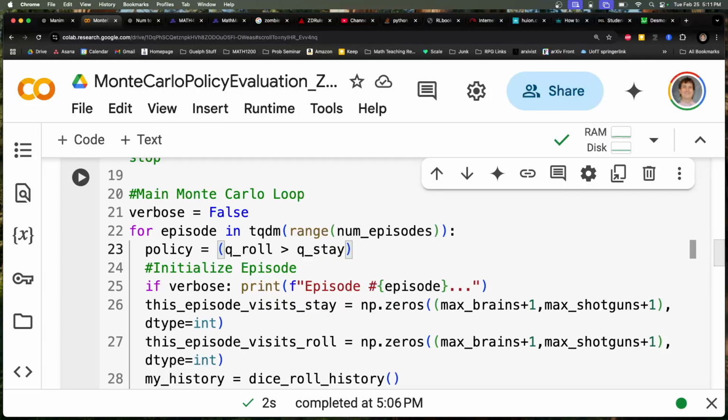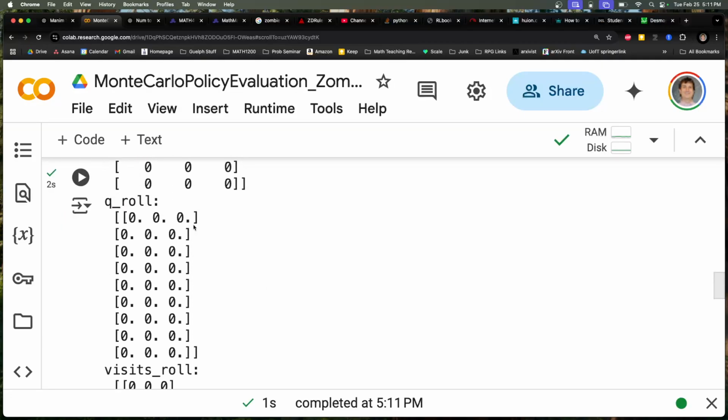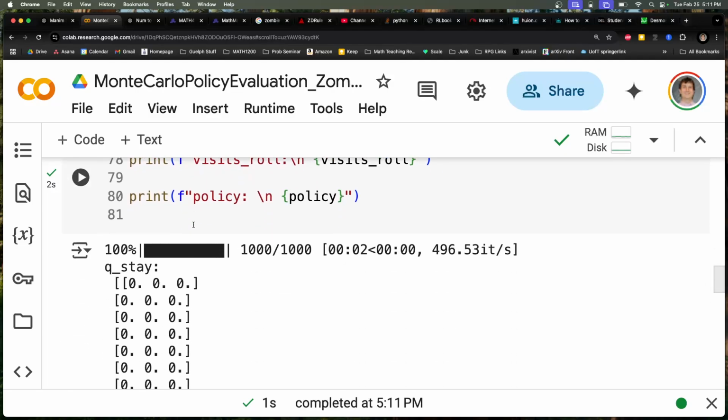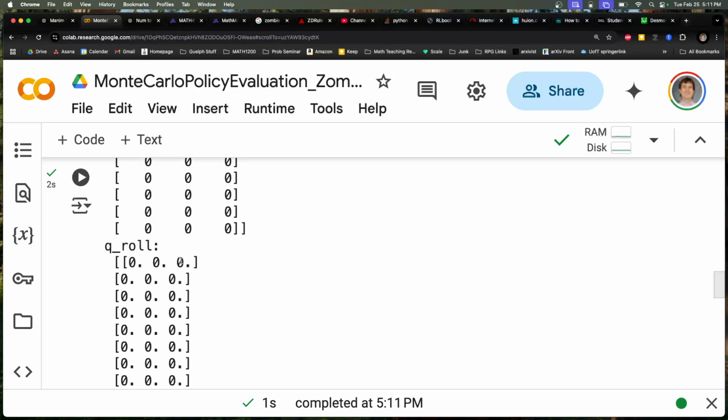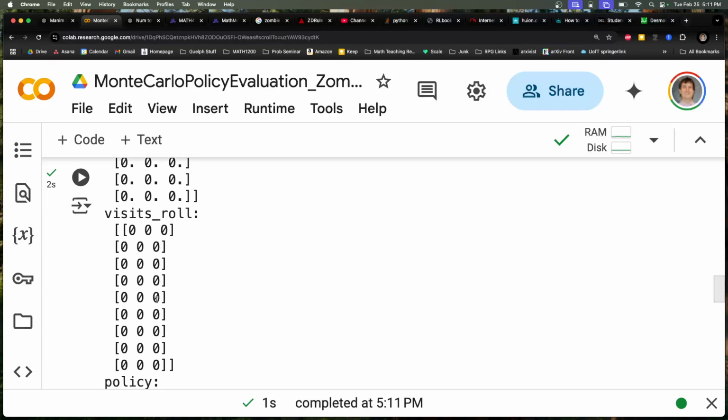And by the way, when we were doing the Bellman equation before, we did this and everything was fine and it worked totally fine. You're going to see now it's going to get all screwed up. Let's see what happens. So I run it. Fortunately, I think I only did 1,000. What happened? Oh no, it's all zeros. Q stay all zeros. Q roll all zeros. Visits roll is all zeros.